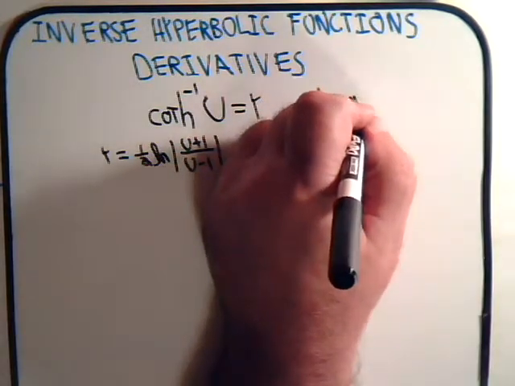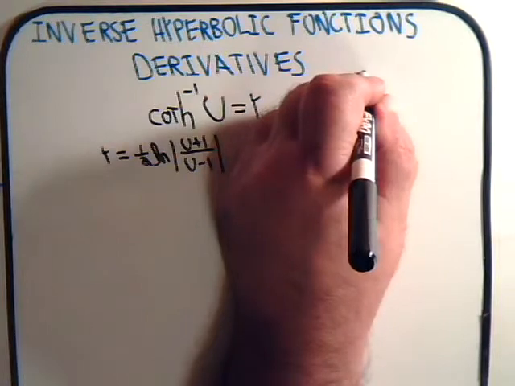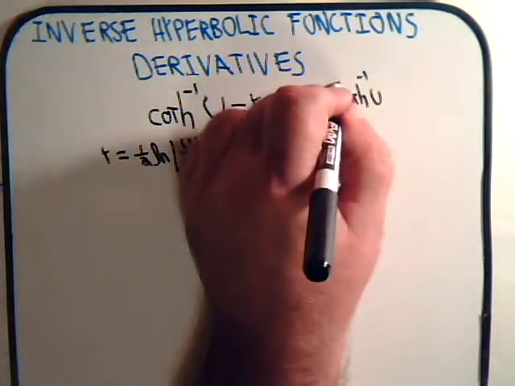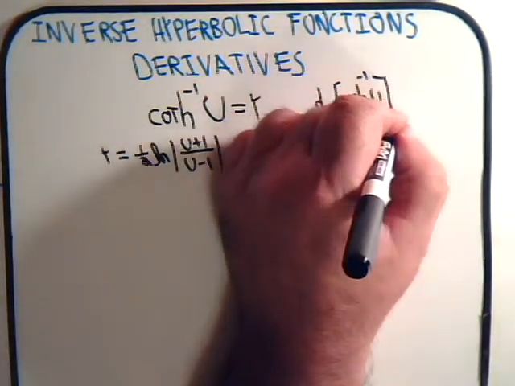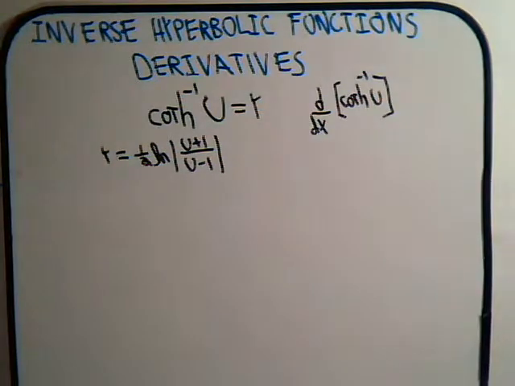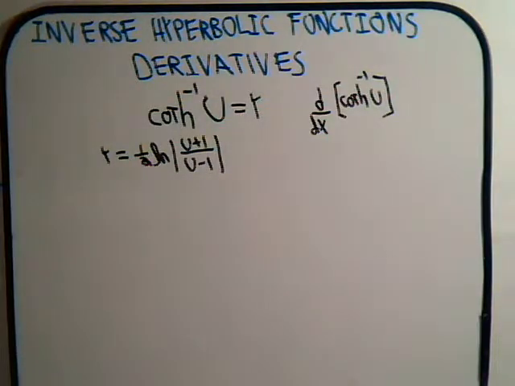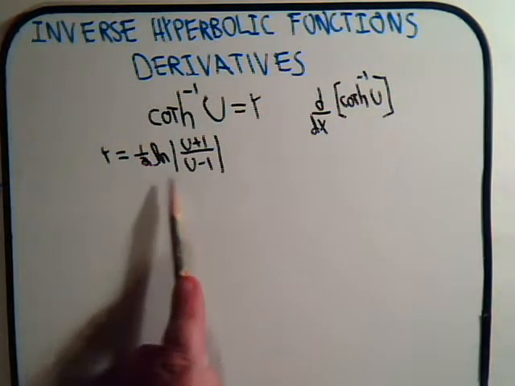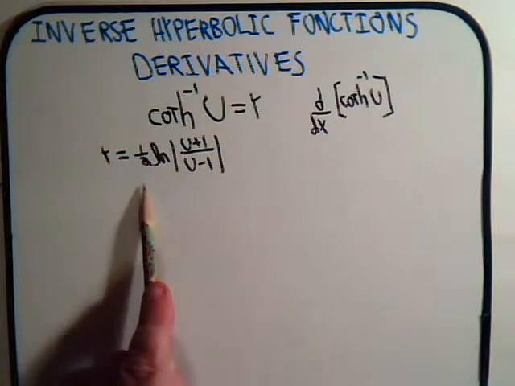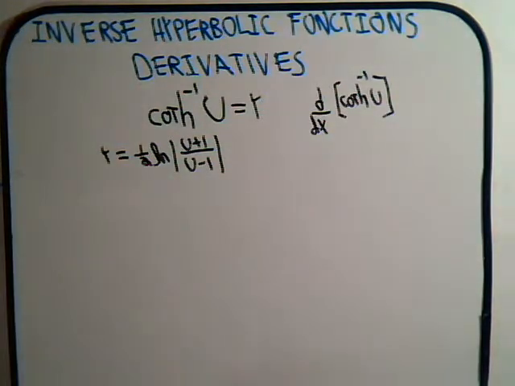And now what we're going to do is say, okay, suppose we want to find d/dx of the inverse hyperbolic cotangent of u. Well, since this is what y is, that would be the same thing as finding dy/dx, and y is equal to this logarithmic expression. So let's get busy and find dy/dx.